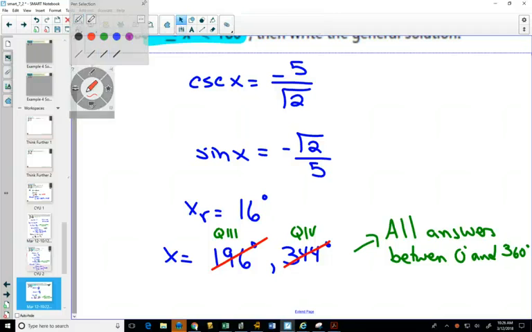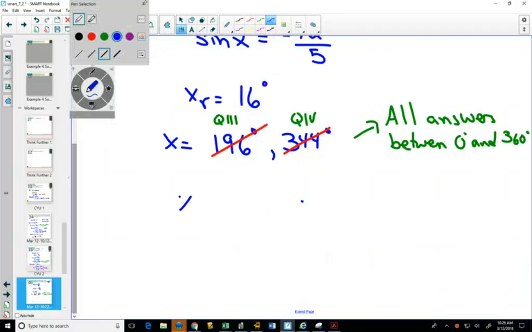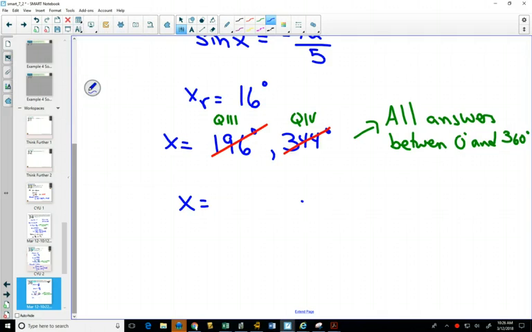Our solution will include, well, what would be coterminal in quadrant 4 with the same reference angle of 16 degrees? That would be negative 16 degrees. What would be the one that's coterminal with 196 in quadrant 3? That would be negative 164 degrees. So how did I get the negative 164 degrees?